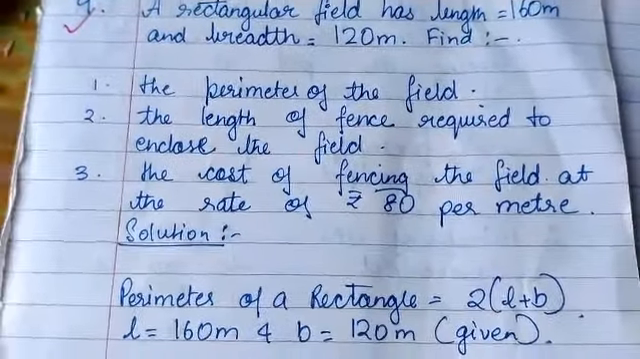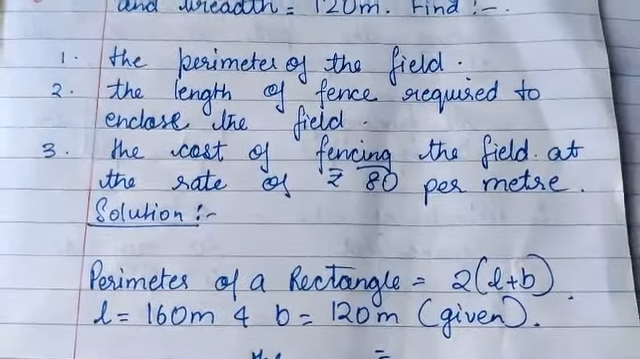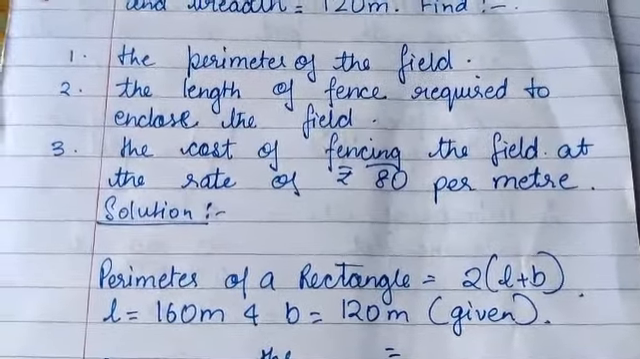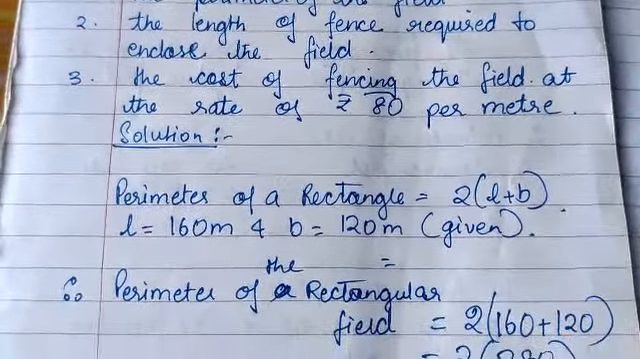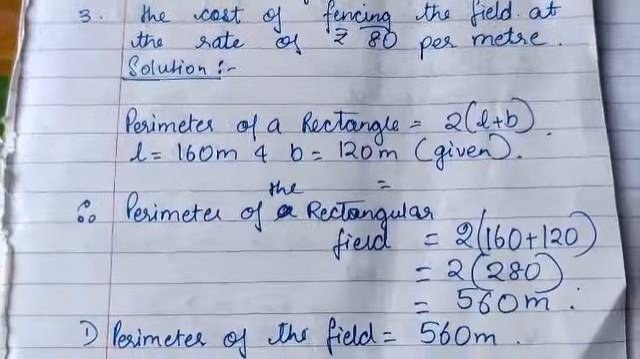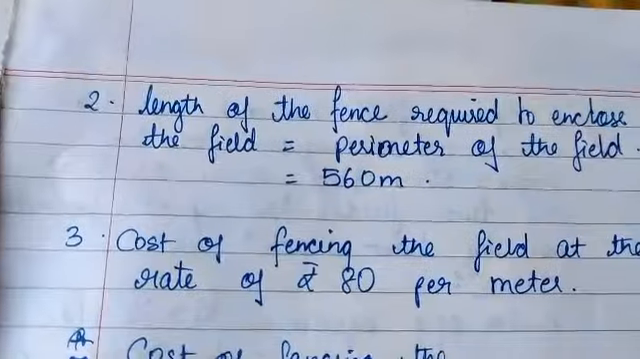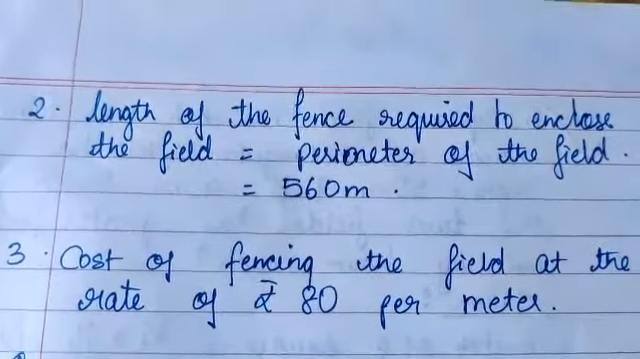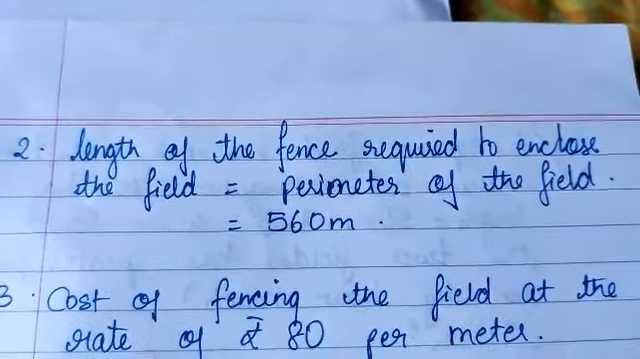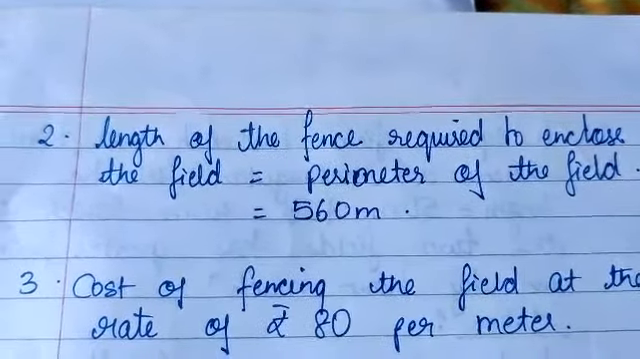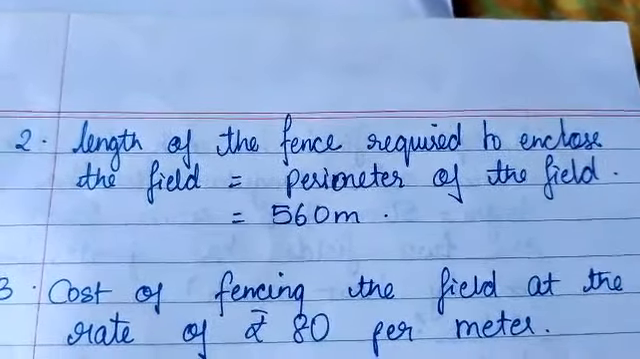So we start our solution by finding perimeter of the rectangle since we have the length and breadth. So perimeter of a rectangle is twice length plus breadth. So using the values, we get perimeter of the rectangle to be 560 meters. Alright. Then the length of the fence required to enclose the field is nothing but perimeter of the field. So perimeter of the field is 560 meters. So that is the length of the fence required to enclose the entire field.